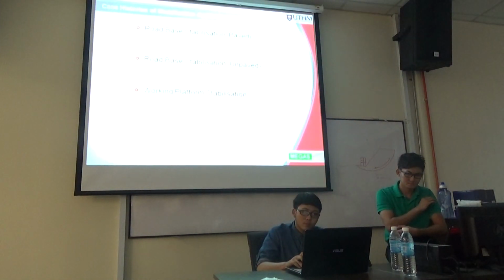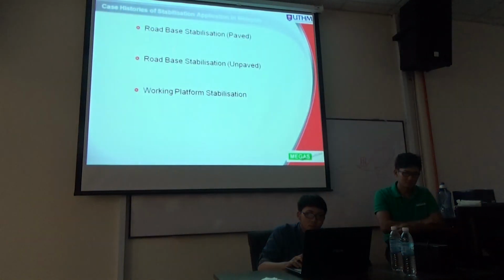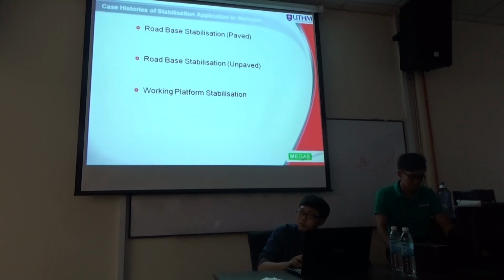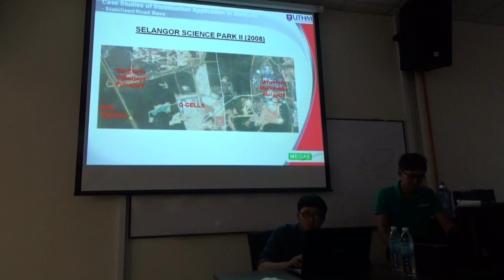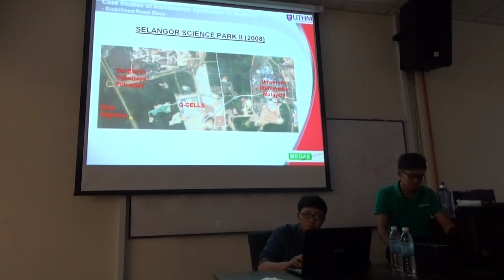Next. So we'll look at some case histories today. Basically, I will show some roadway stabilization on paved and unpaved roads, then some working platform stabilization. This is a project in Selangor, called Selangor Science Park 2, where I believe some of you may have heard of Multimedia University, MMU. It's in Cyberjaya. So this is Cyberjaya, and this site is very near to Cyberjaya. This is the Elite Highway. The site we're talking about is over here.